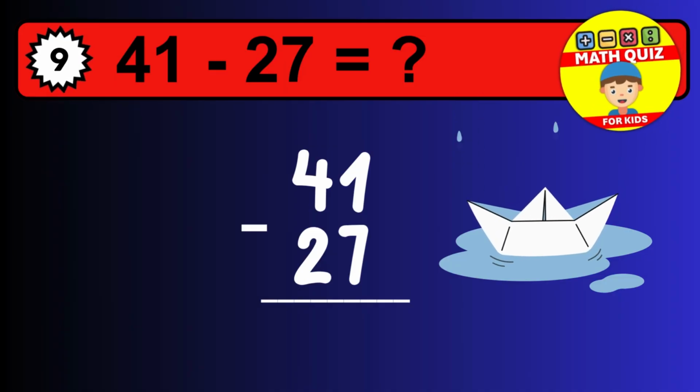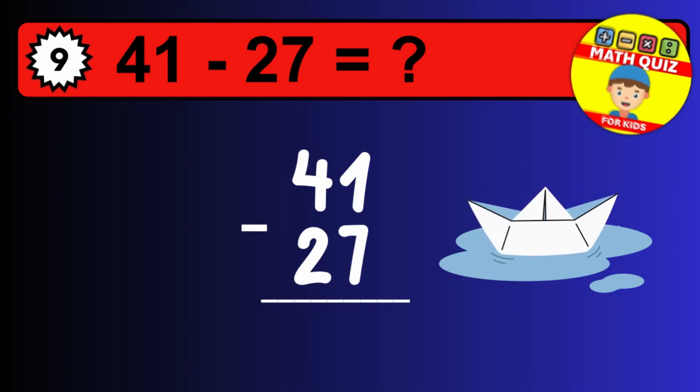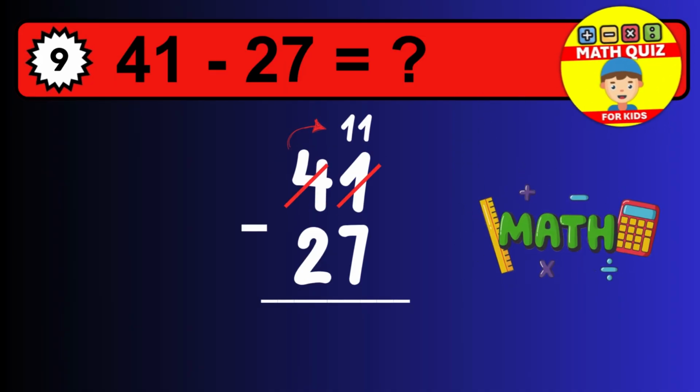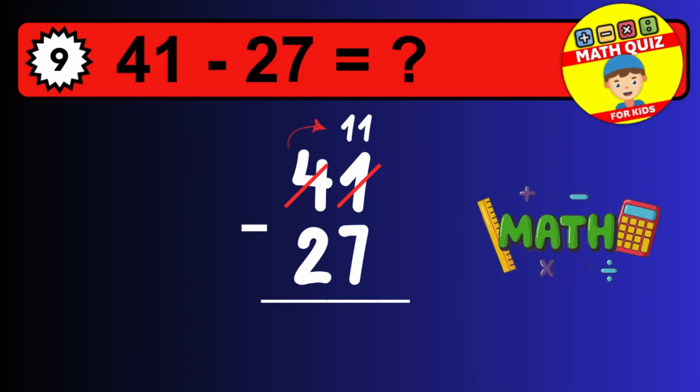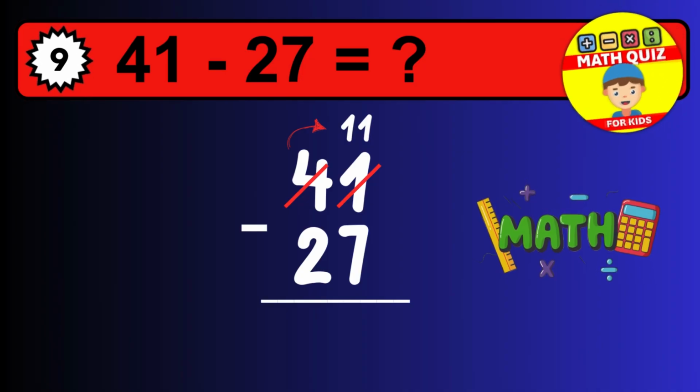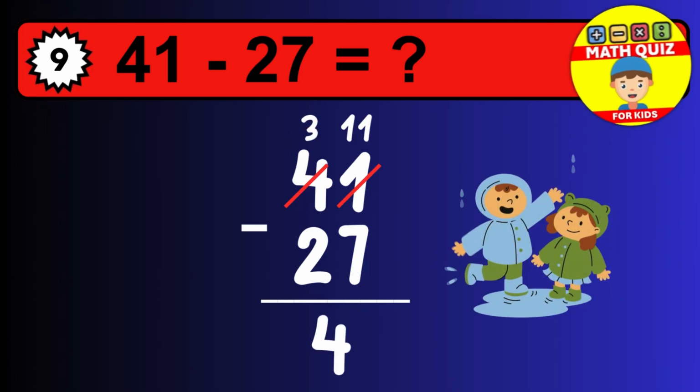Let's solve this step by step. We start with the units. 1 minus 7 is not possible, so we need to regroup. We take one 10 from the tens column. Now we have 3 tens, and the units become 11.